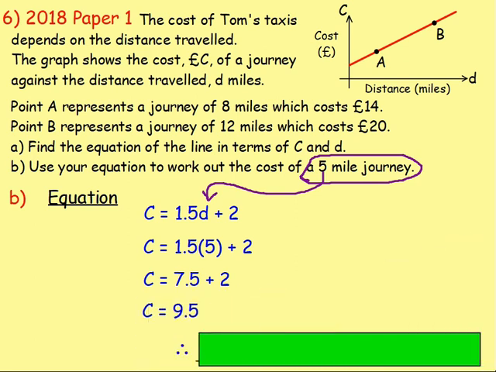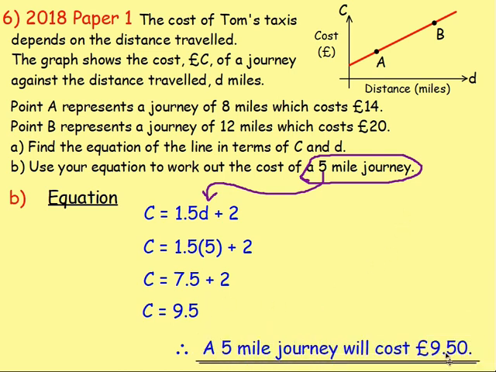Obviously, this question's about money, so it's going to be a money answer, so you don't just leave it as 9.5, write it as £9.50. And that will be your answer. The 5-mile journey will cost £9.50 in Tom's taxis.